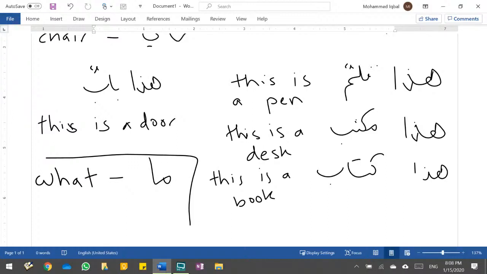No. What? So what does Mahada mean? What do you think Mahada means? What is this? Right? So now we learn how to ask a question and we learn how to give the answer. Mahada, what is this? Hada? Kalamun. Excellent. What is this? This is a pen. So now we have 4 students.